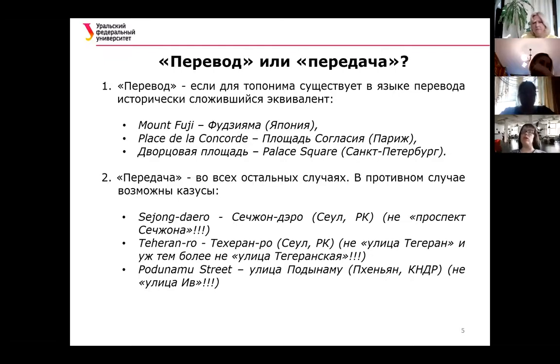There are several equivalents, like Mount Fuji. In Russian, it's different, like Fujiyama, like Place de la Concorde. In this case, this is translation. In a lot of cases, it's about rendering. For example, this is Джон Деро. But of course, if we translate toponymic names, we may face a number of mistakes. For instance, Sejong Daero, like Tehran Row.